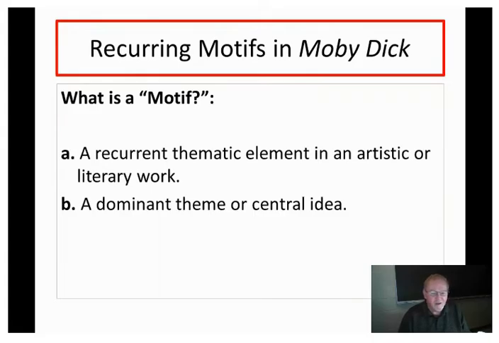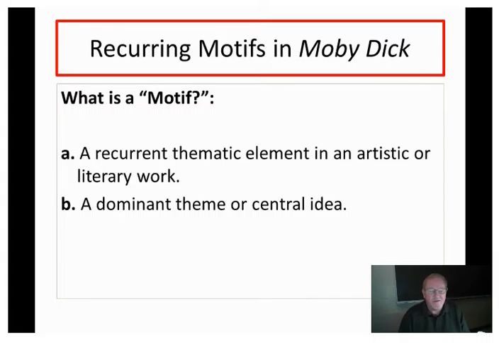This is a kind of a lecture. It says a lecture for chapters 31 through 45, but actually what I'm going to talk about today are some of the motifs that we see in Moby Dick, and I want to begin with that.